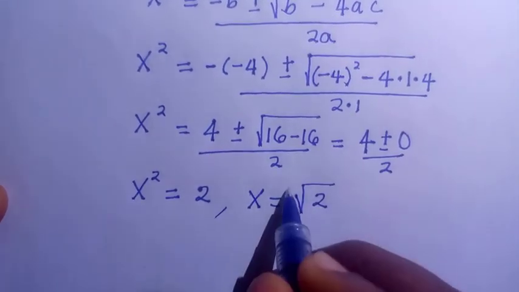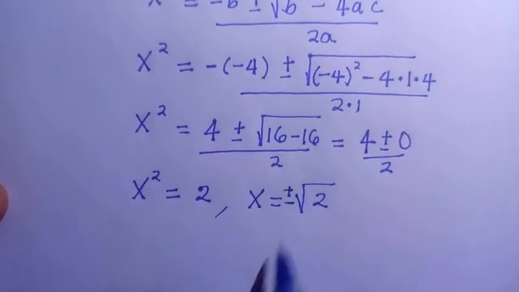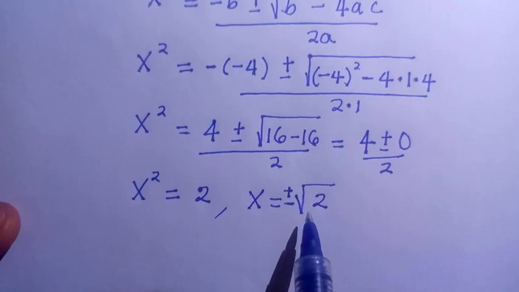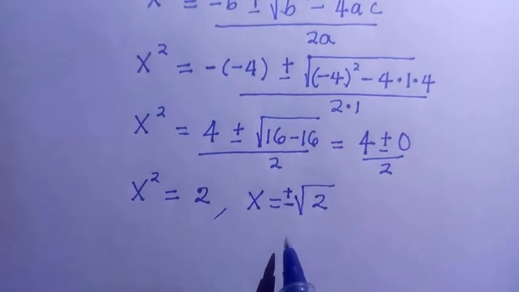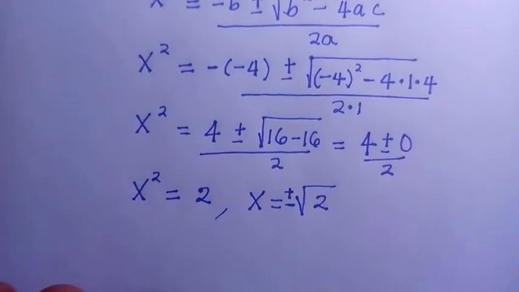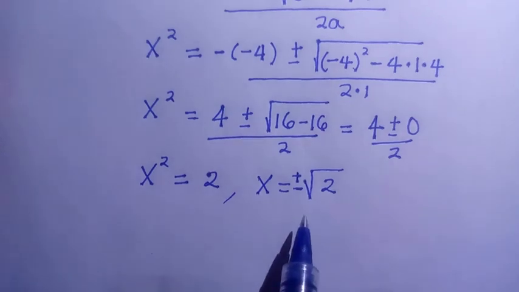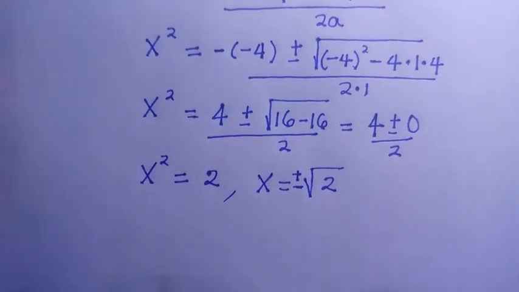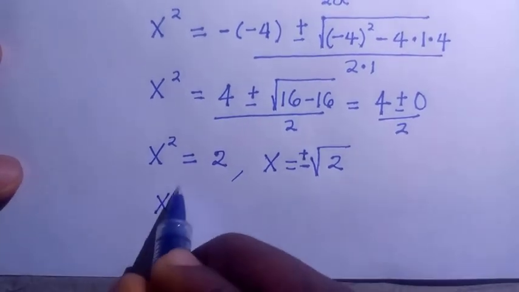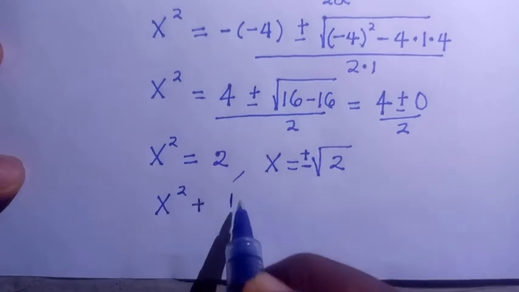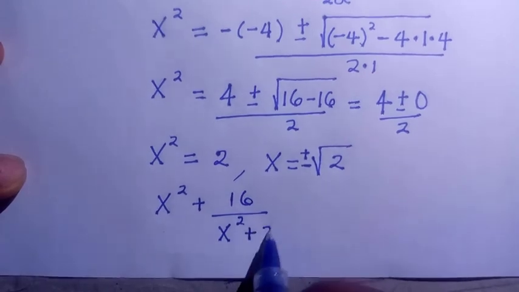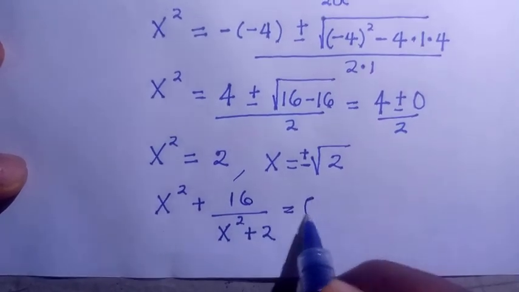But here is square, then we consider it as plus or minus, as the two values of x is plus root 2 and minus root 2. And if we try to verify for this question, as the value of x we get is root 2, it's truly going to be equal, because the given question says x to the power of 2 plus 16 divided by x to the power of 2 plus 2 equals 6.